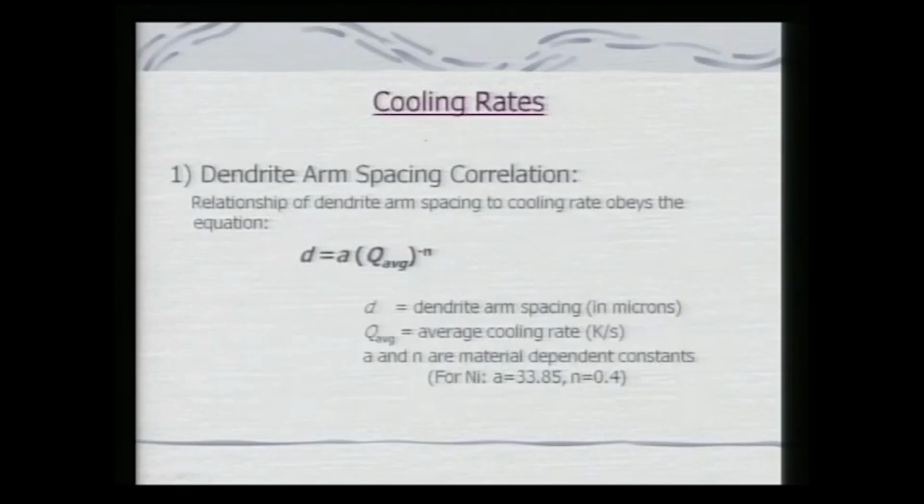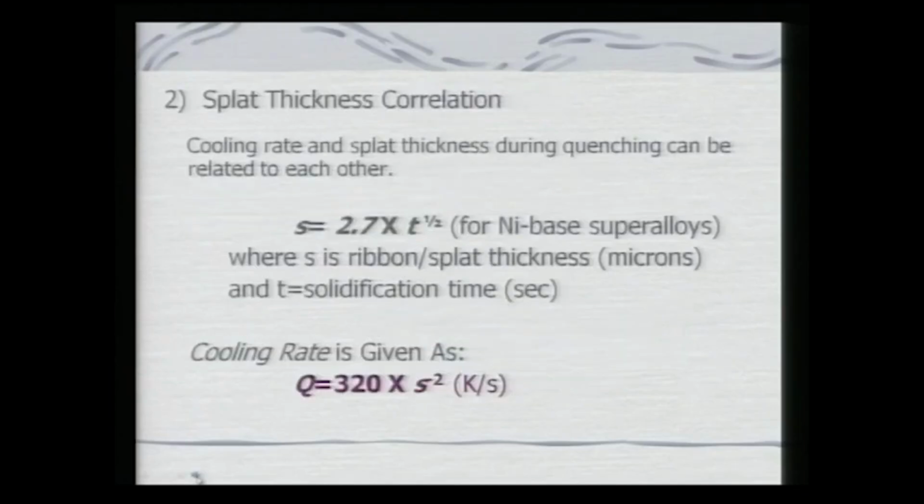The cooling rates can be obtained by looking at the overall dendrite arm spacing. The dendrite arm spacing depends on the average cooling rate, and that is an inverse proportionality. So, if you have very high cooling rates, the overall dendritic arm spacing, or the generated microstructure, will be very fine. The features of this microstructure are inversely proportional to the overall cooling rate, where A and N are material-dependent constants. So, depending on that it will have an effect.